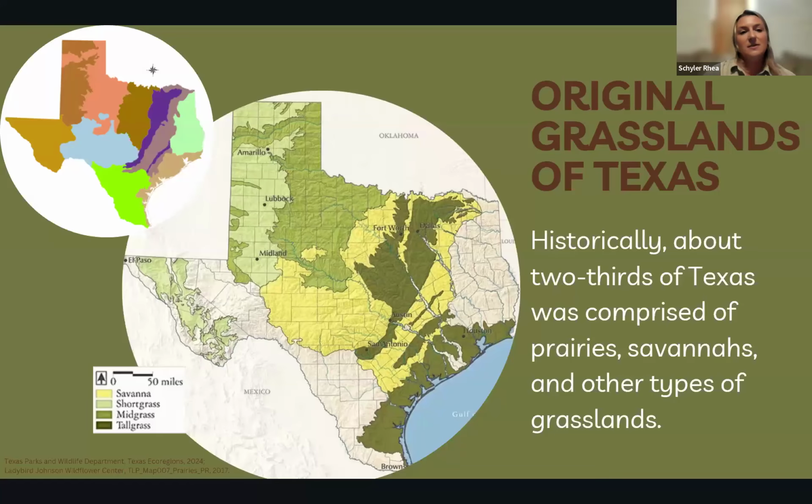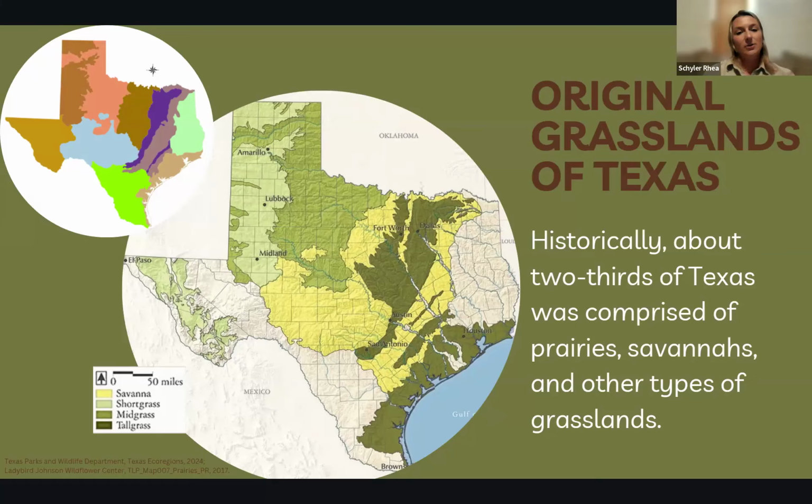So here in the far corner is the different ecoregions of Texas. And then as you can see, this larger image is actually a historic picture of where grasslands used to exist. So most of the state was grasslands. And then mixed throughout there, you can see you have your tall grass prairie, which is going to be more in the area that I live, the coastal plains.